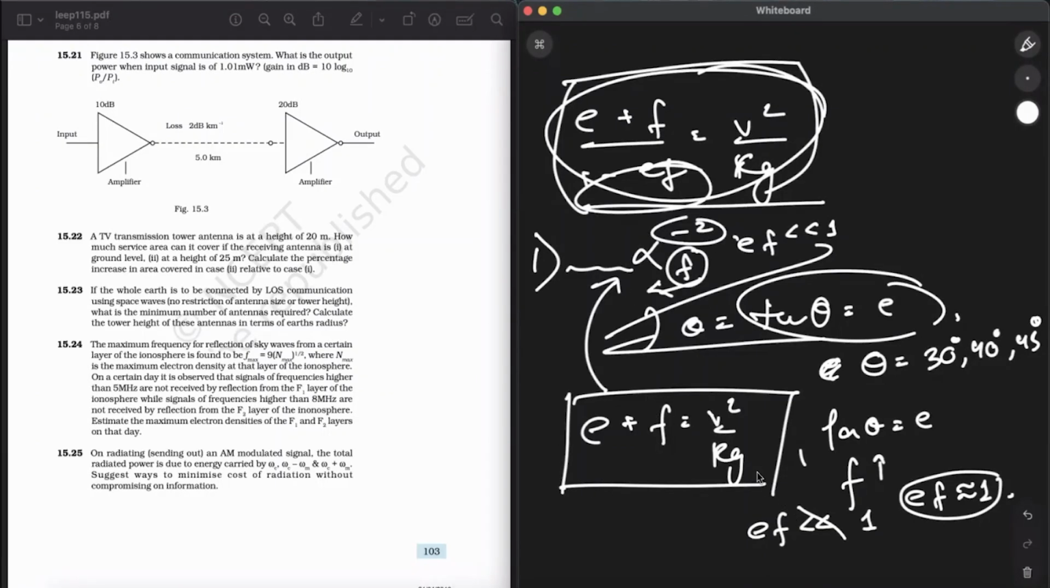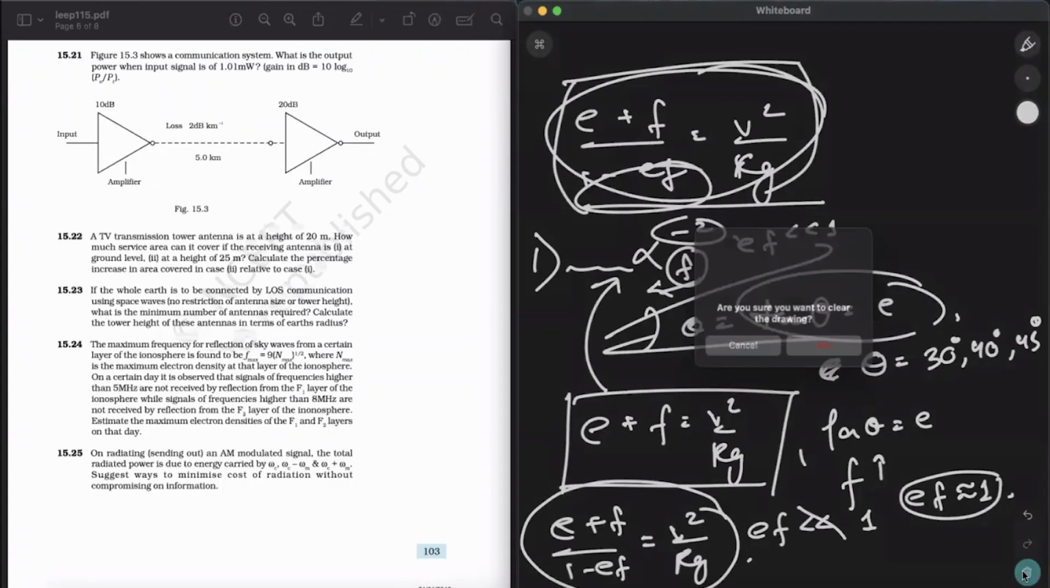So if you know the derivation, what you assumed in the derivation, and what conditions have been changed, then it will be easy for you. So in this case, if EF is not very much less than 1, (E plus F) upon (1 minus EF) will be considered equal to V square upon RG. So this is the formula for super elevation. That is what I'm trying to tell you. That derivation is very important.